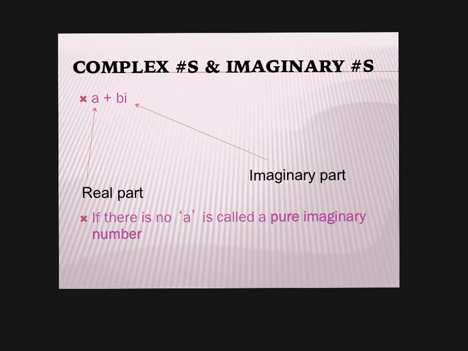If there is no a, like if the a was 0, let's say, then that complex number is called a pure imaginary number because there's no real part to it.